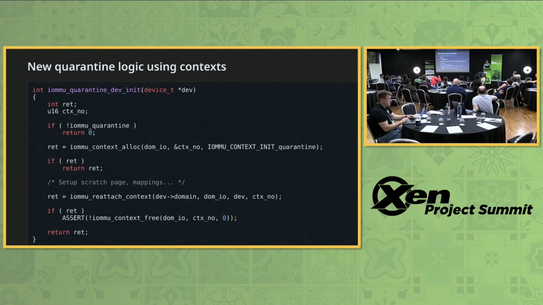We also have some draft for new quarantine logic with context. So basically, the idea is pretty simple. We create a context in the DOM.io, and we set up the quarantine and move the device in it. And that's it. If we have some idea on what mappings we want in the quarantine context, then it can work on all platforms that implement the platform-independent code. So that's a lot simpler than trying to implement quarantine in the IOMMU logic in some corner cases, stuff like that.